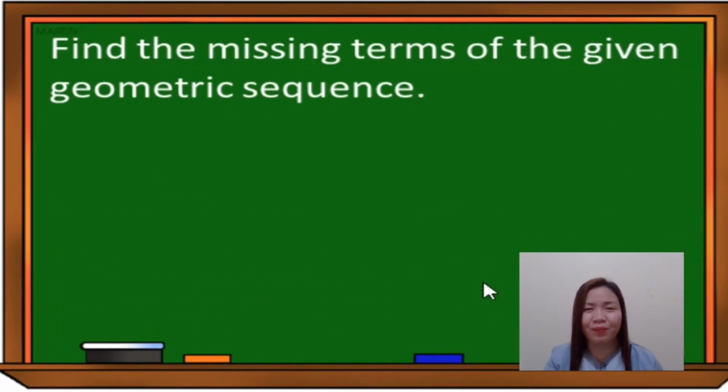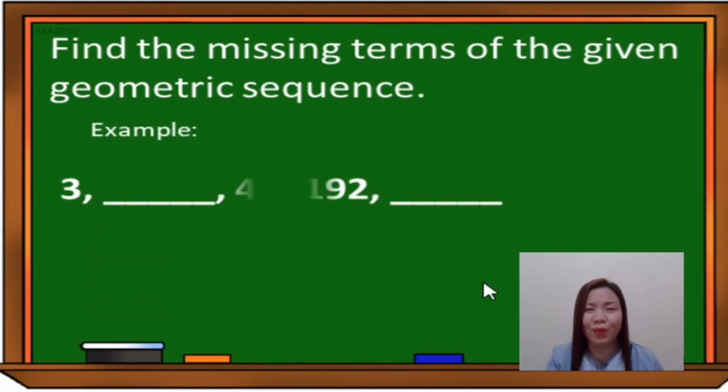Okay, now, what if we proceed with this one? There is a missing term. So find the missing terms of the given geometric sequence. Like for this example, we have 3, the missing term, 48, 192, then blank. What are we going to do?